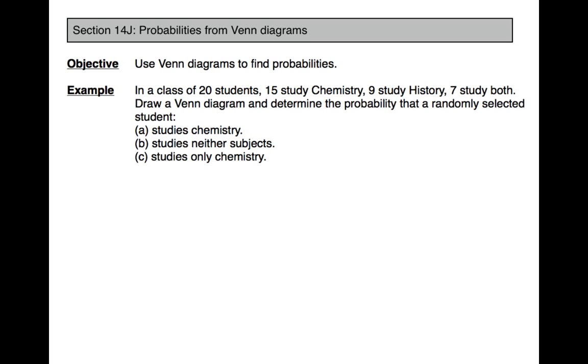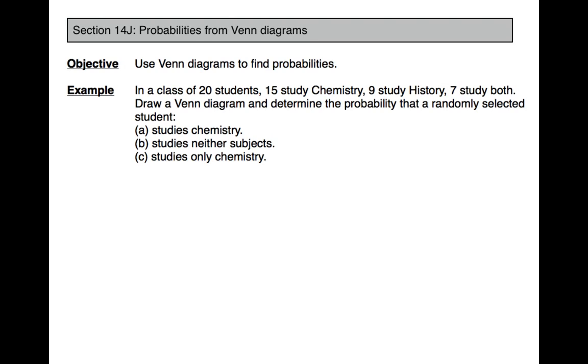The first section is 14J, probabilities from Venn diagrams, and it's going to be very short. It's going to rely on what we learned a couple of weeks ago. So the objective is simply to use Venn diagrams to find probabilities. So here's an example of what we're talking about.